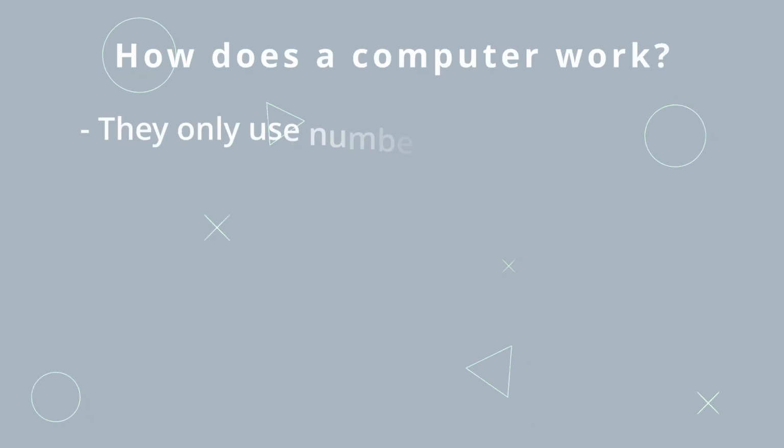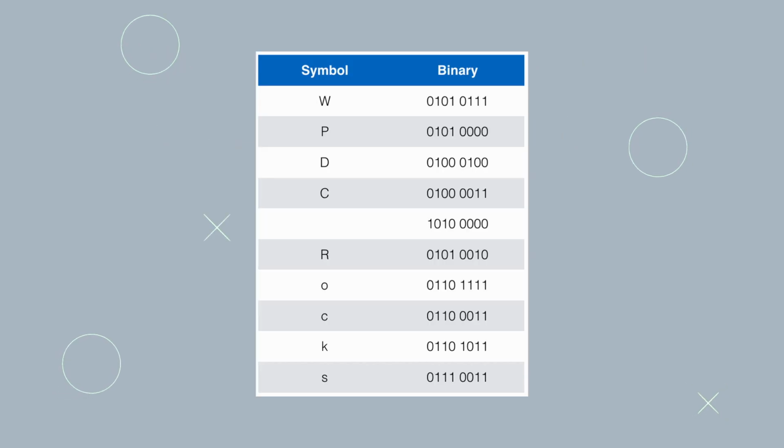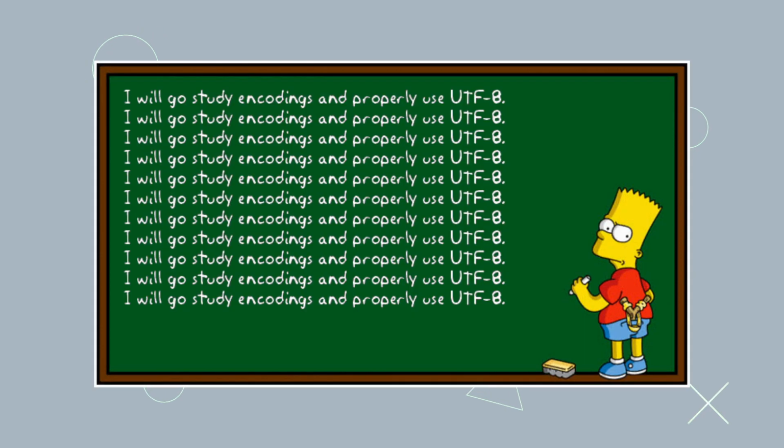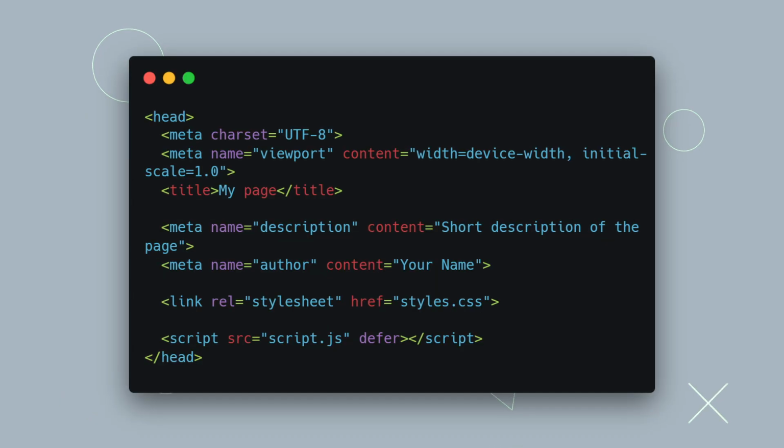Computers only work with numbers, specifically with zeros and ones. A character set is needed to translate those numbers into letters and those letters into numbers, symbols or emojis. UTF-8 is the standard today because it supports almost every language and almost every character. Those were the tags you basically need on every single website. So let's take a look at some important ones you will use pretty often.